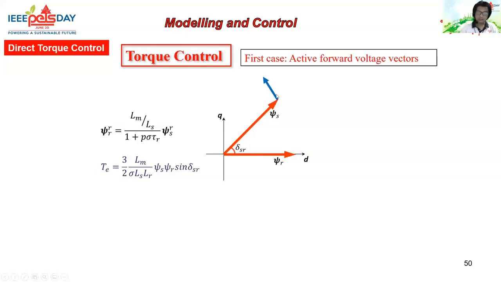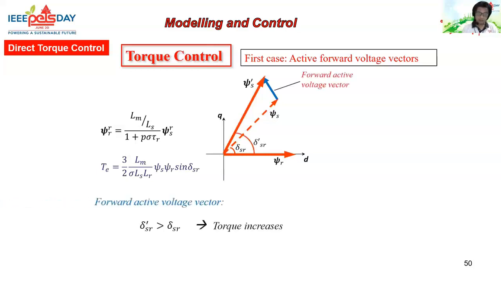If I select a voltage vector to increase the flux, and at the same time I increase the angle, meaning that by doing that, I will increase the torque as well as increase the flux. On the other hand, if I choose a voltage vector which reduces the flux, but still increases the angle, then I will increase the torque, but now I'm decreasing the flux.